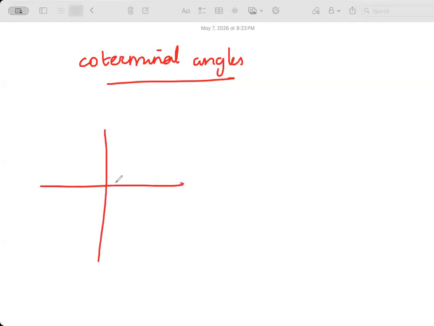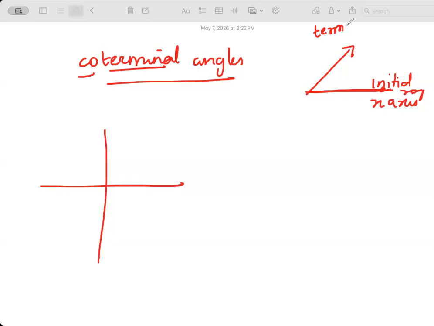Okay, now let's go ahead, coming to the definition of coterminal angles. This is something very important that we need to know. Now see, coterminal for any angle: this is the x-axis, this is called the initial ray. This ray is called the terminal ray, correct? So now suppose this angle is 30 degrees.